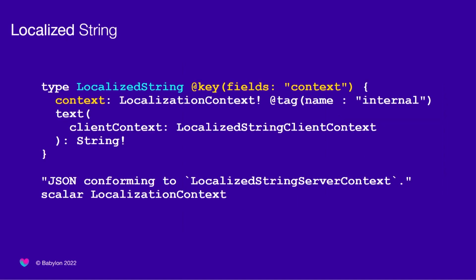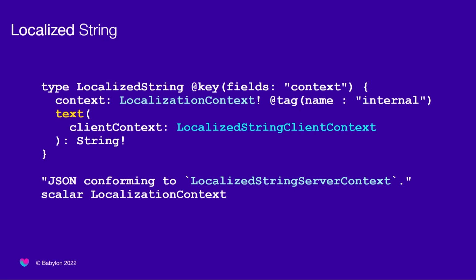Okay, so now we know all of that, we can finally have a look at the definition of the localized string type. What you'll notice at the top is that we have an @key directive. With entity types in Apollo, the @key directive is how we identify which field or fields are the ID fields. In this case, we're misusing it because the thing we're pointing to is this context field, and context is not an ID field. It says context of type localization context, and if you look further down, you'll see that localization context is actually a scalar. The comment for that says JSON conforming to localized string server context.